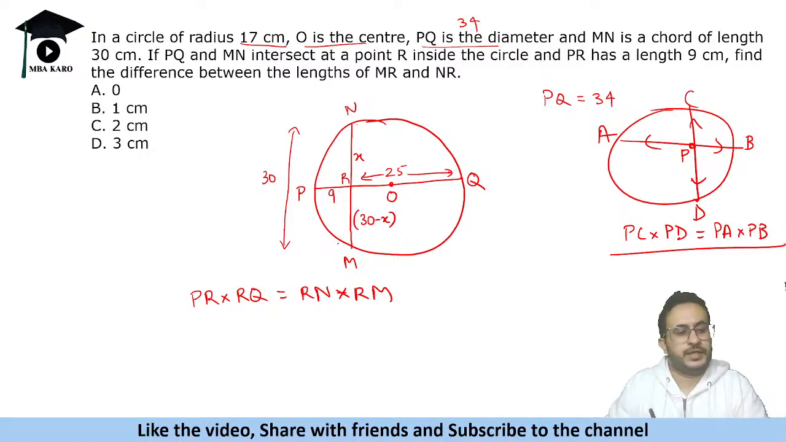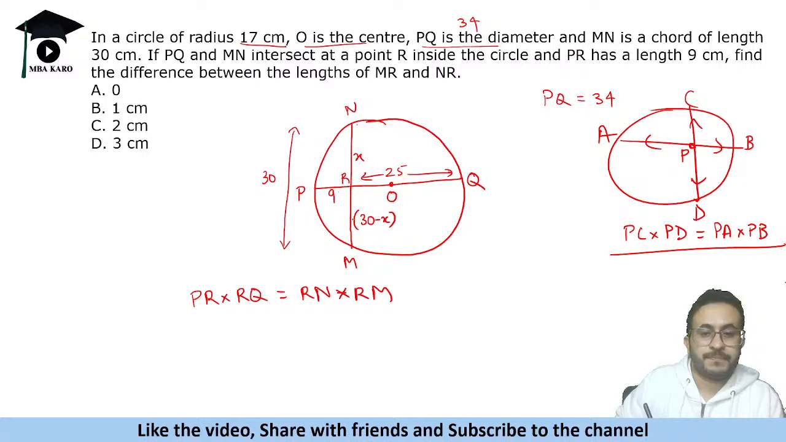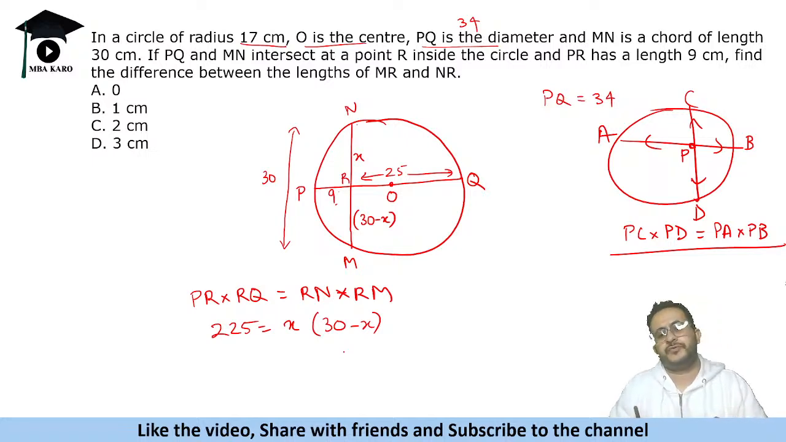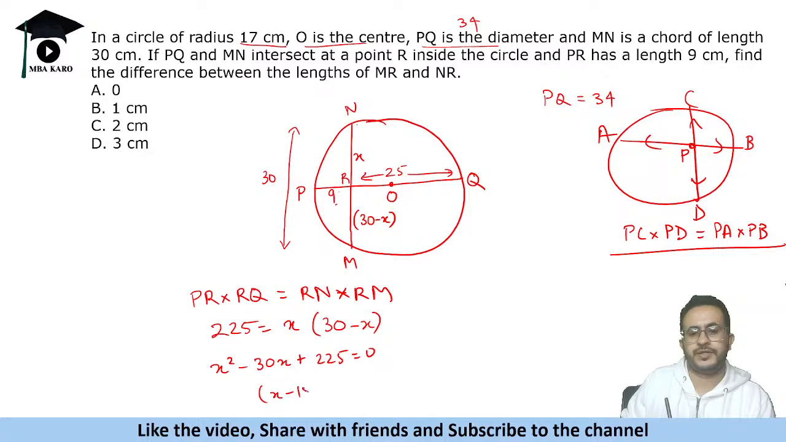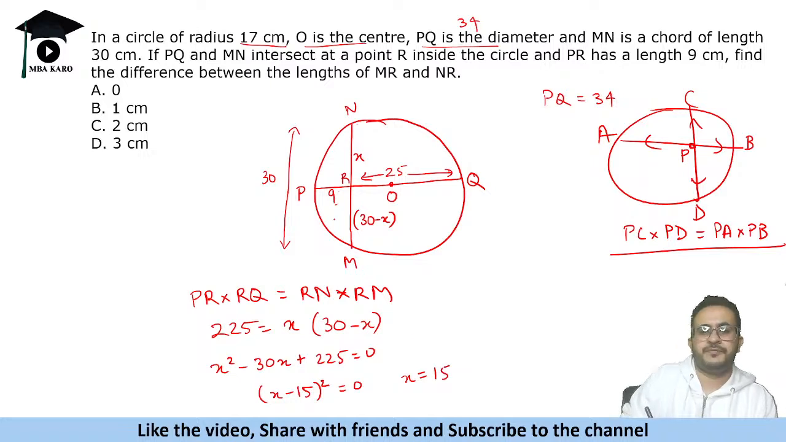Internal secant, yes. So in this case, this is 9 into 25, 225, and this is x, 30 minus x. Okay, so if you solve for it, you will get x as 15, or observe भी करोगे तो ऐसे ही आ जाएगा. Otherwise, even if you solve it, x square minus 30x plus 225 is 0. So we'll get x minus 15 का whole square is 0. Or we'll get x is equal to 15. So ये part भी 15 हो गया, ये part भी 15 हो गया. So difference between the lengths is 0.